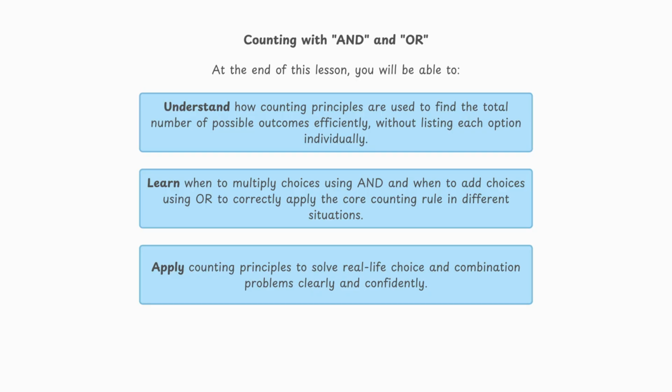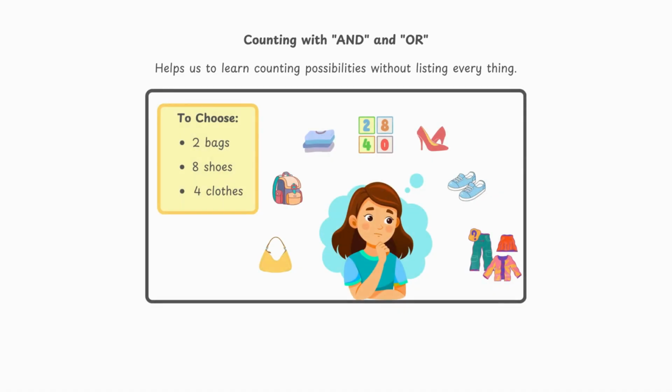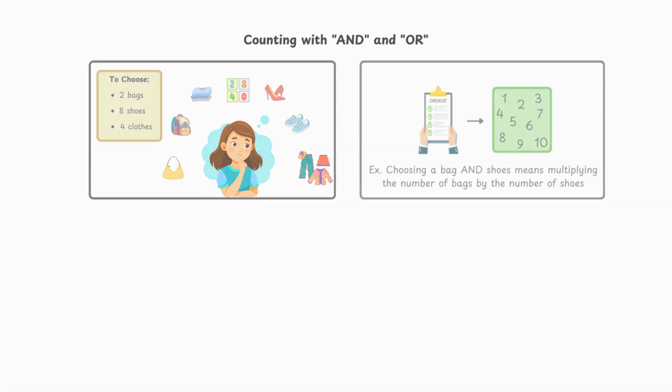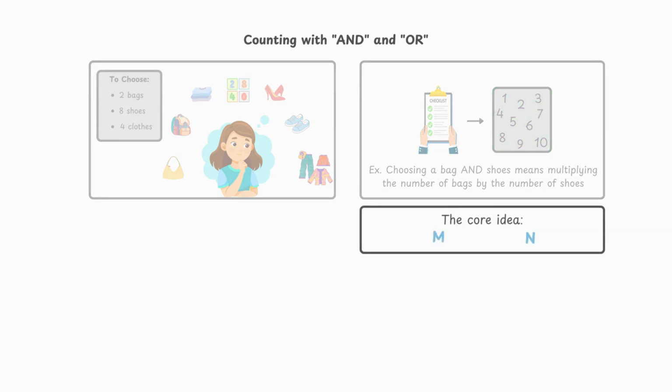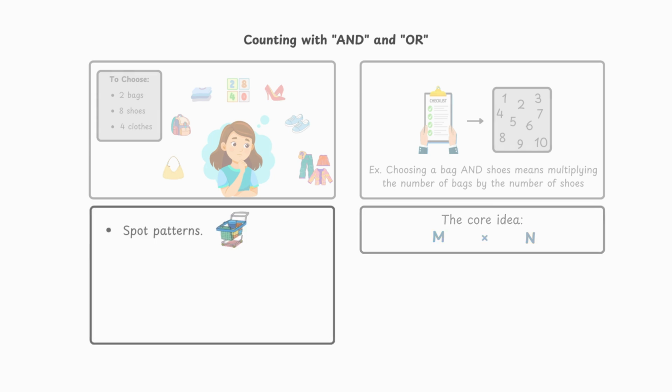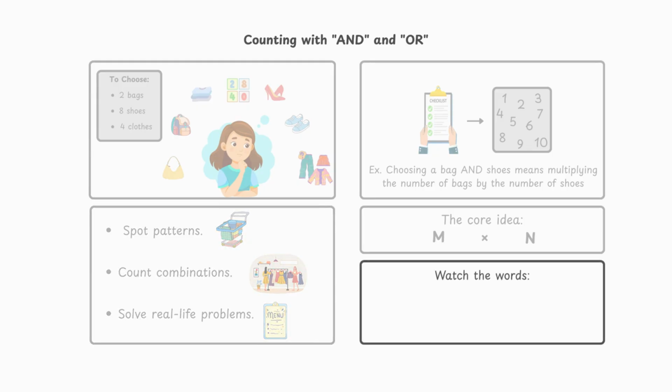Let's get started. Learning counting principles helps us count possibilities without listing everything. Counting principles tell us how many different outcomes are possible when we make choices. If one thing can be done in m ways and another in n ways, then together there are m times n ways. We use counting principles to spot patterns, count combinations, and solve real-life questions fast. This is the key. "And" means multiply, "or" means add. Always read the question carefully.